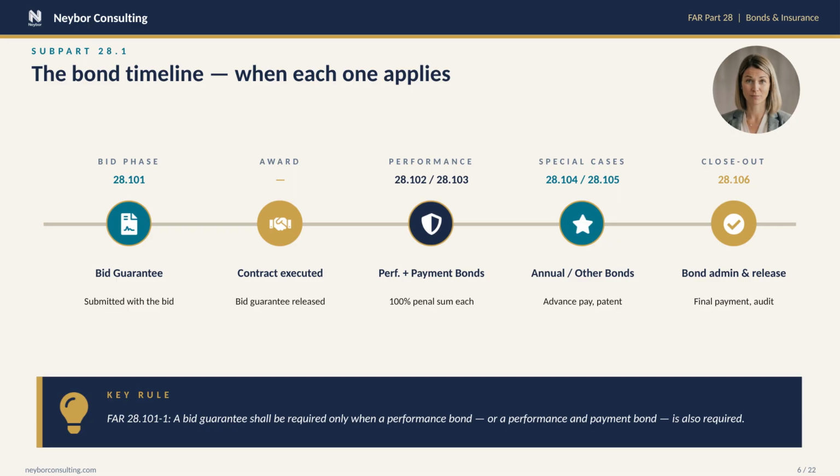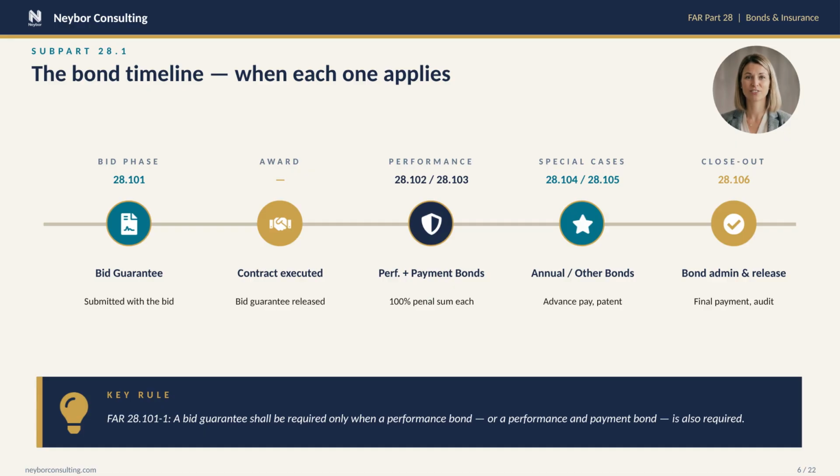Stage 3, performance. This is where the heavy iron lives. The performance bond at 100% of the contract price, and the payment bond also at 100%. For construction over $150,000, these are mandatory under the Miller Act, codified in 28.102. For non-construction, the rules are at 28.103, and bonds are the exception, not the rule. Stage 4, special cases. Annual performance bonds under 28.104 cover multiple contracts within a year. Section 28.105 lets the contracting officer require advance payment bonds and patent infringement bonds when warranted.